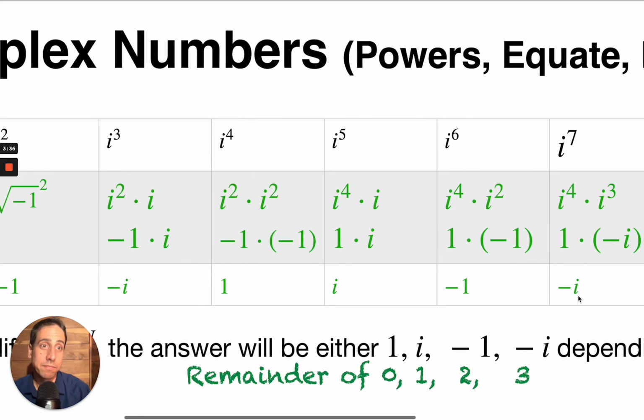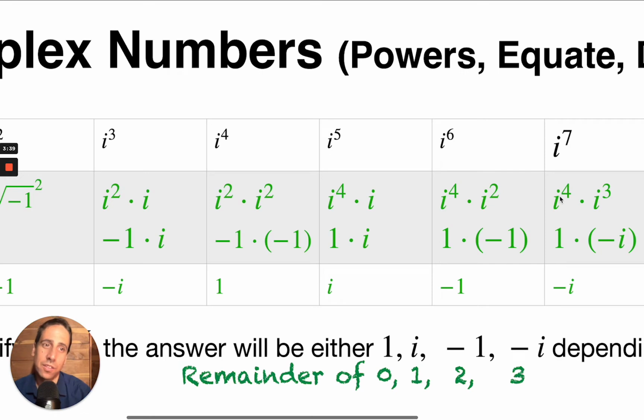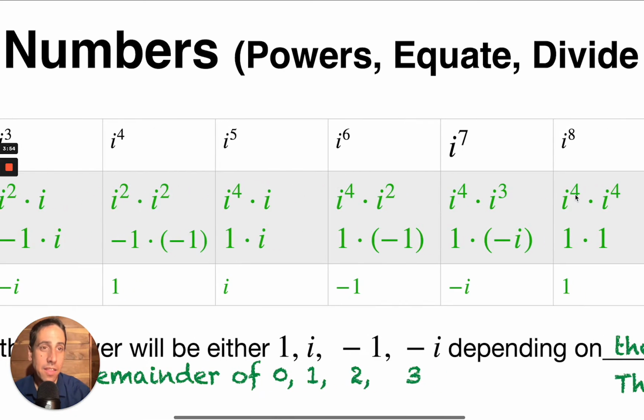There it is. i to the seventh is just going to be the same thing as i to the fourth times i to the third, because 4 plus 3 is 7. The 4 of them turns into a 1, and i to the third, we found it over here, is -i, so 1 times -i is -i. i to the eighth. 8 is the same thing as 4 plus 4, and i to the fourth is super easy to calculate. That's just 1, so 1 times 1 is still 1.